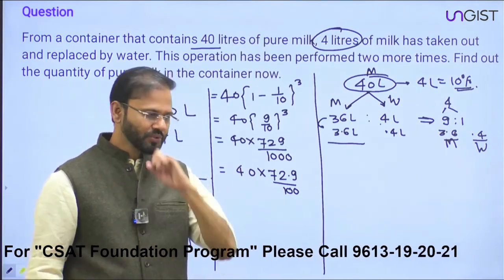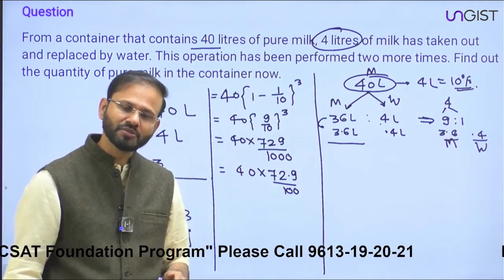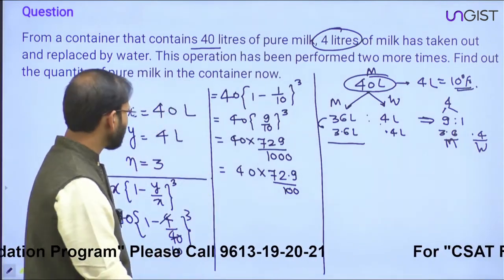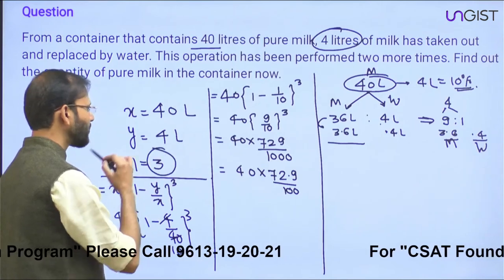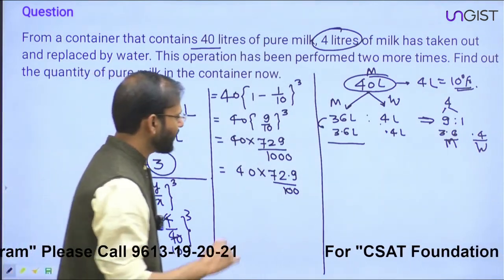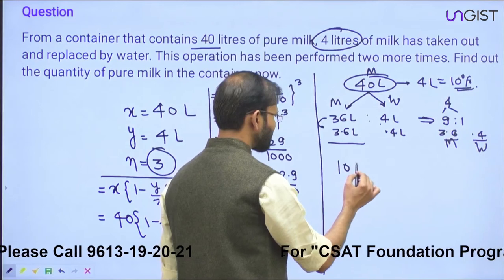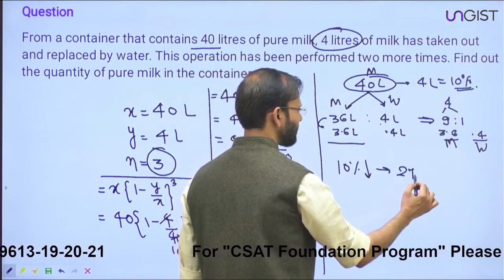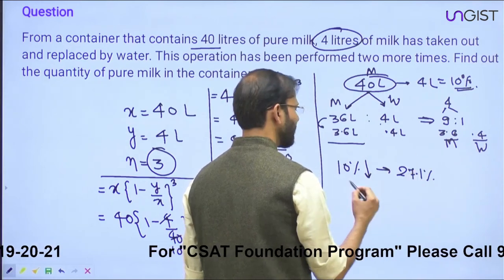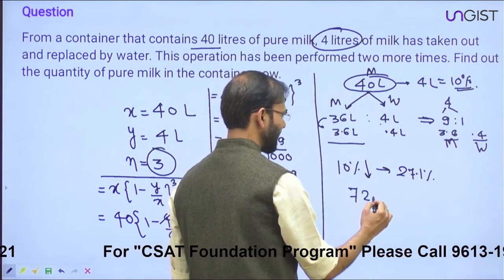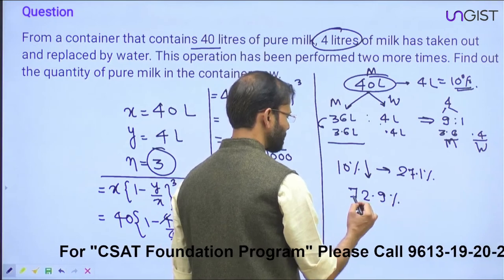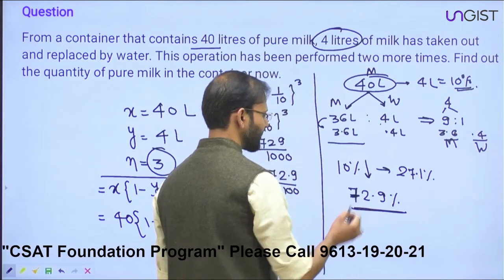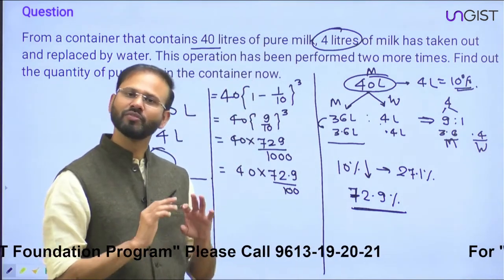Clear? So now, if the milk is reduced by 10%, this is the successive decrement of 10%, 10%, 10%. And how many decrements are there? Total 3 times the operation is being performed. So after 3 successive decrements of 10%, the overall decrement will be 27.1%. And the quantity left will be 72.9% of its original value. Everybody, 72.9% of its original value will be left out.